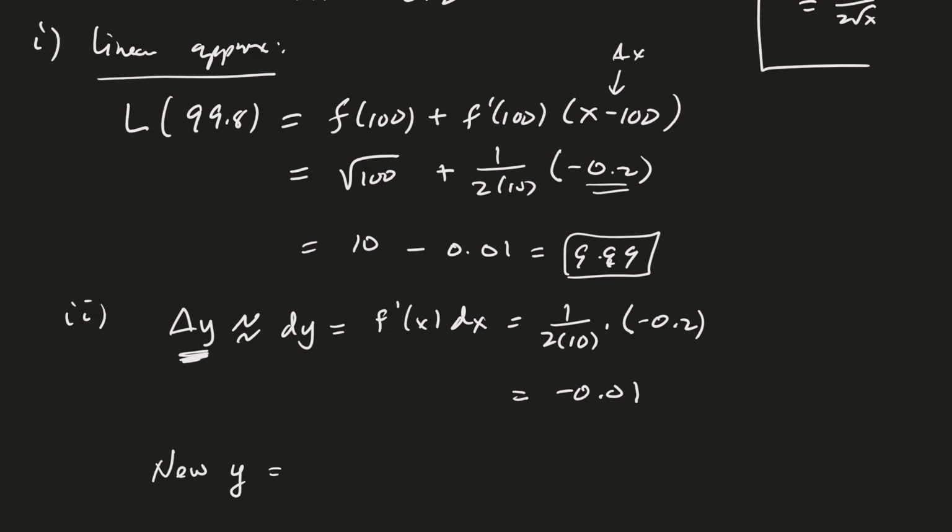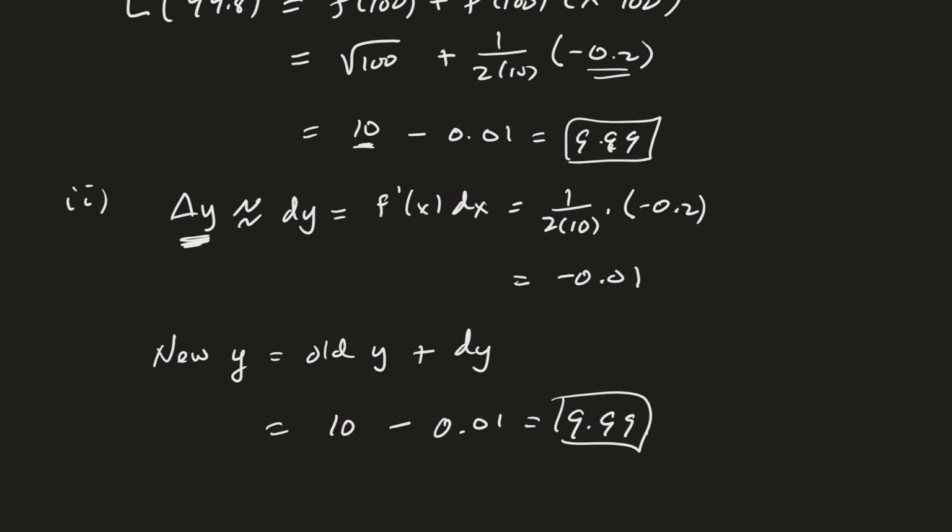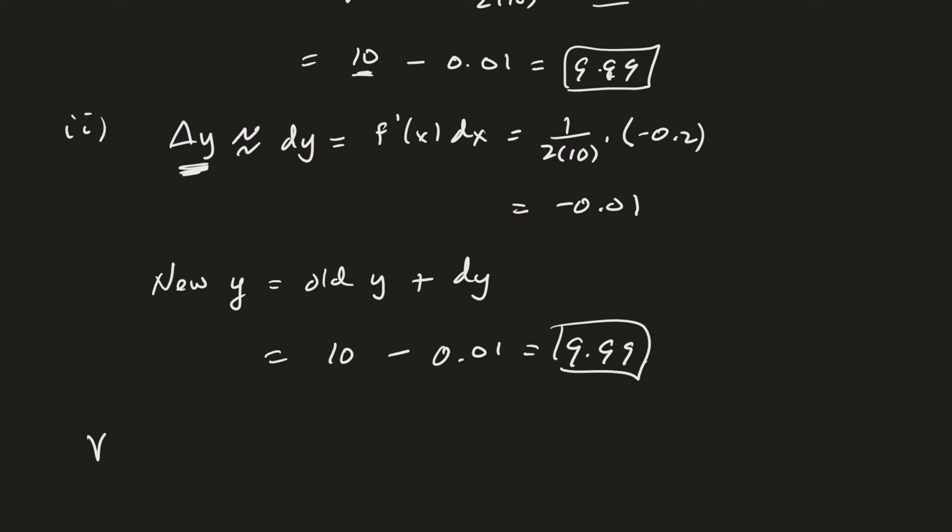And so my new y is going to be my old y plus my dy. Okay, and my old y was at 10, right? And so, by the way, you'll notice that we're doing the same computation, right? Good. And so we get 9.99 either way. And just out of curiosity, if you compute this on your calculator, the square root of 99.8 is approximately 9.899. So pretty close.